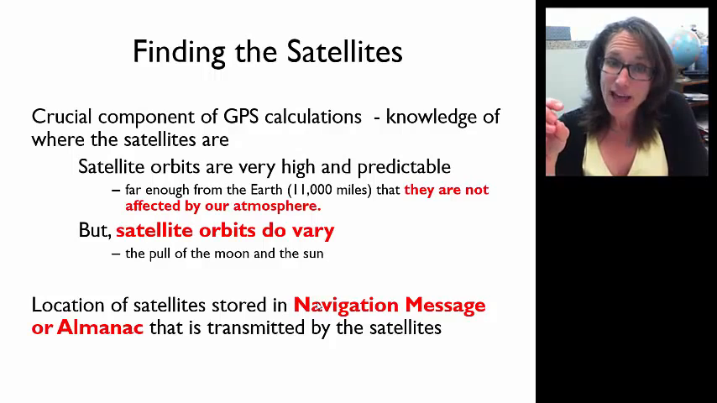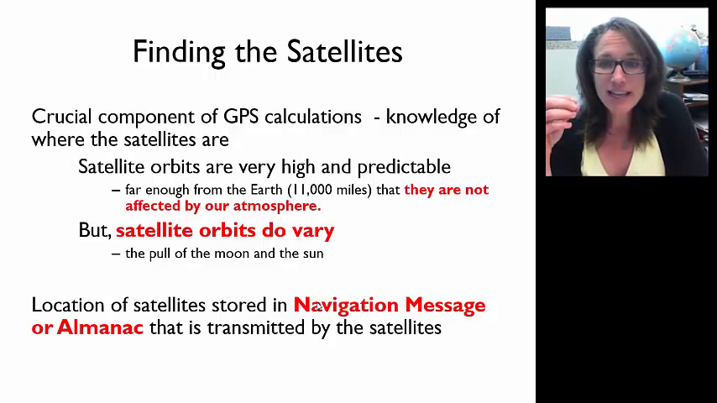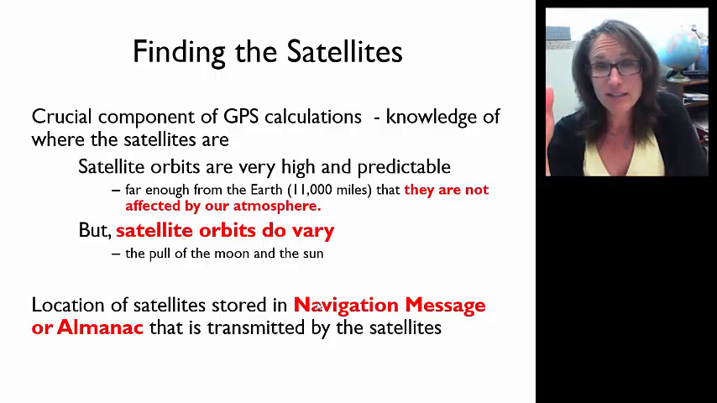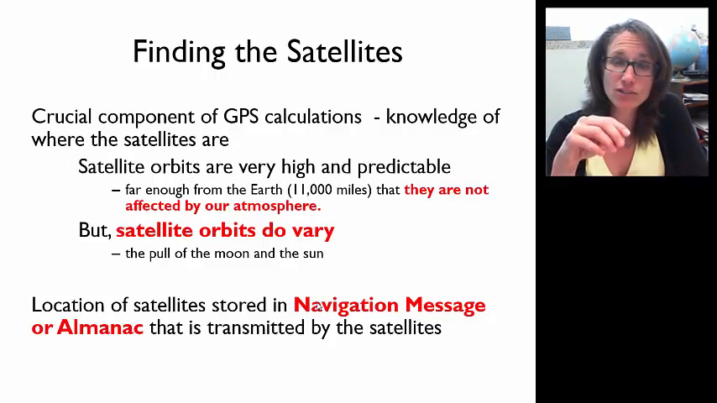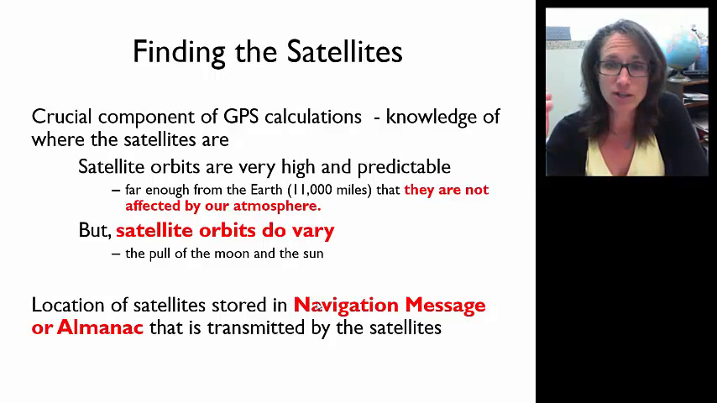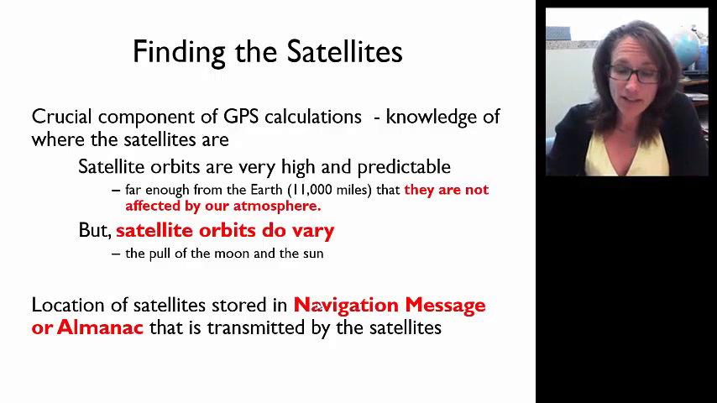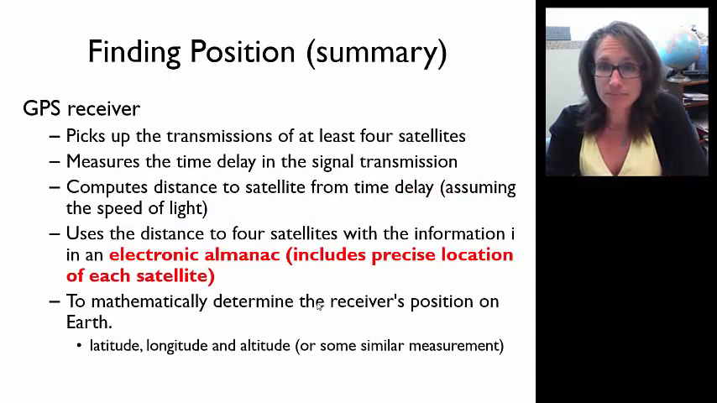The bummer is that the satellite orbits aren't perfect, and they do vary a little bit. You have the gravitational pull of the moon and sun and other celestial bodies that can affect the orbit. The monitoring stations are tracking those satellites to make sure that their orbits aren't varying too much. And if they need to be adjusted, the master control station can send a message to the satellite to adjust its orbit, and so that can be taken care of. But in order to know exactly where the satellites are, we need that navigation message, that extra bit of data.